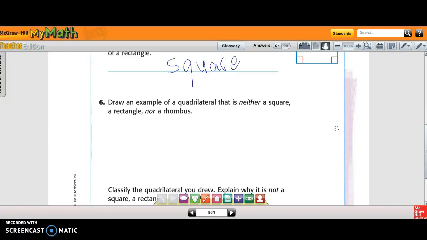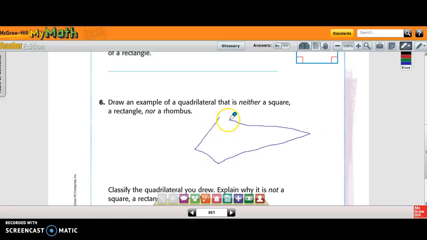And then draw an example of a quadrilateral that is neither a square, a rectangle, nor a rhombus. Go ahead and draw it. So if I was going to draw something like this, wait, that's not it. Like this, like this, like this. Wait, let's do it again. Like this, like that, and like that. That would be one. It has four sides, so that would be a quadrilateral. Does it have to be perfect? No.